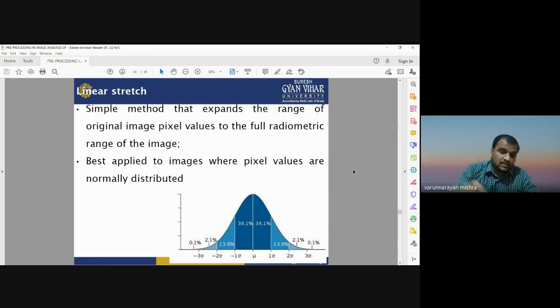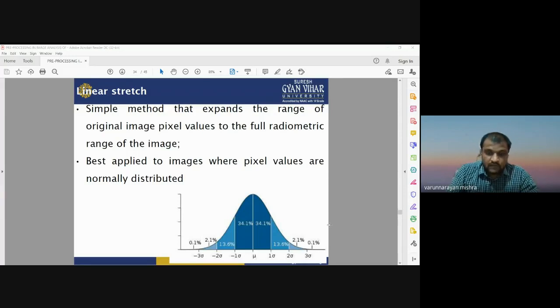The important component of linear stretching is that your pixel values should be normally distributed. Normally distributed means the pixel values of that image should follow this kind of trend, this kind of pattern. If the pixel values in that image have this kind of pattern, these images are known as normally distributed pixel values, which will have an exact peak, and on both sides of the peak there will be an equal distribution of the pixel values.